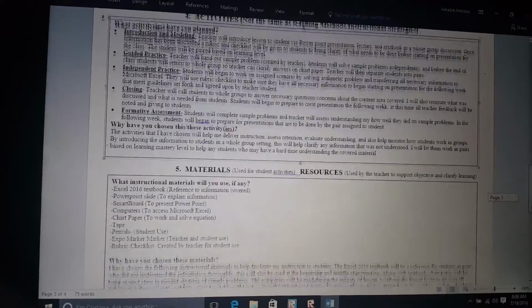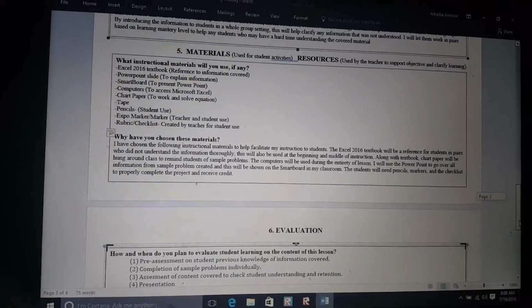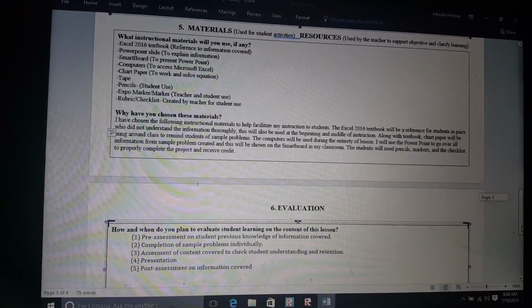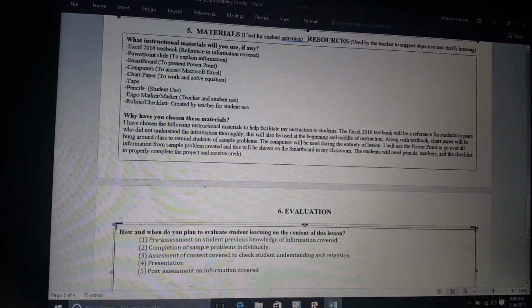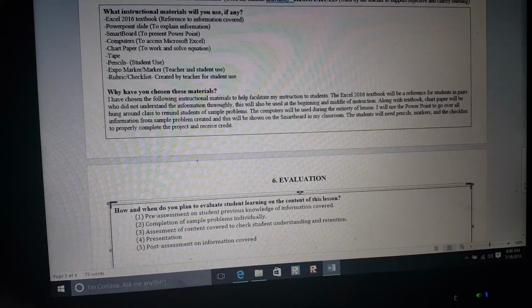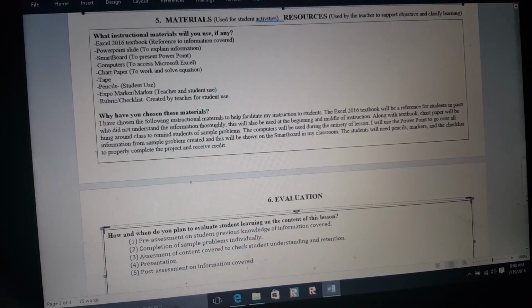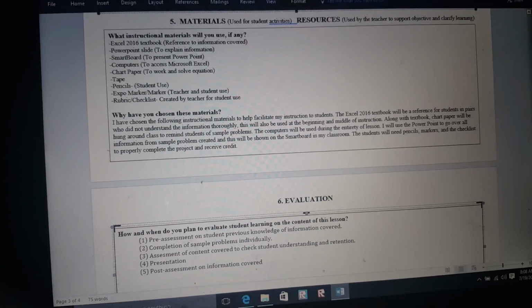Now, for Section 5. Section 5 mainly deals with the materials or the resources that will be used by the teacher to clarify learning for the students. The first one I have: what instructional materials will you use, if any?